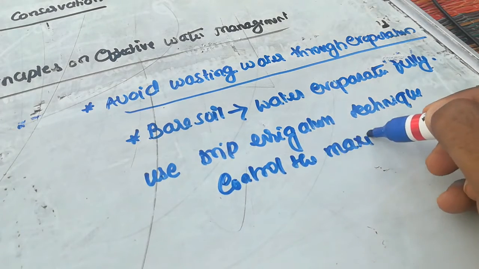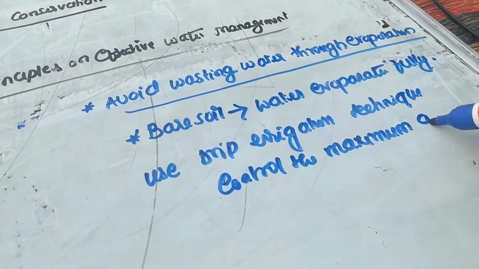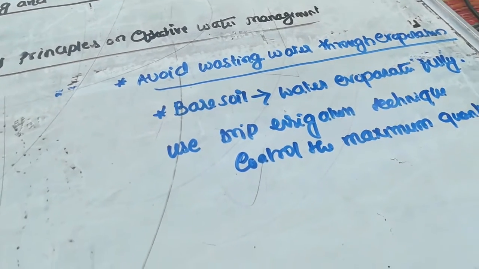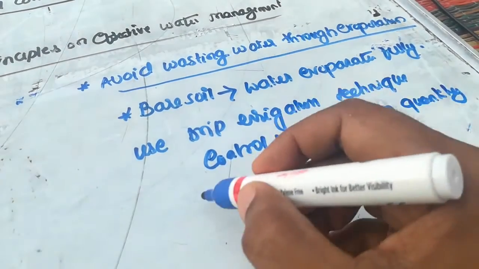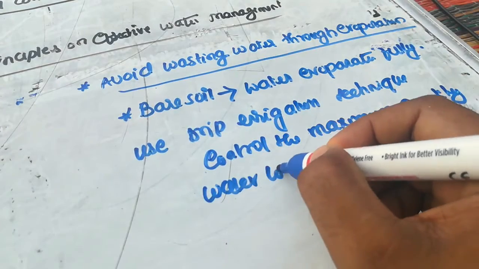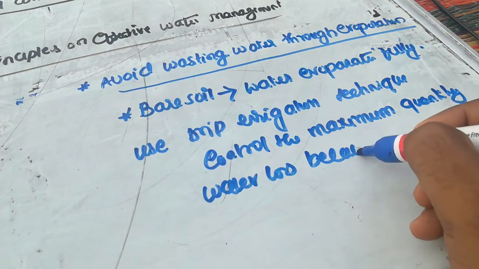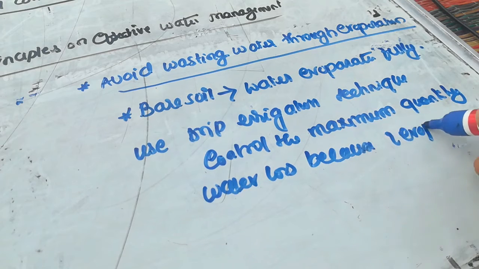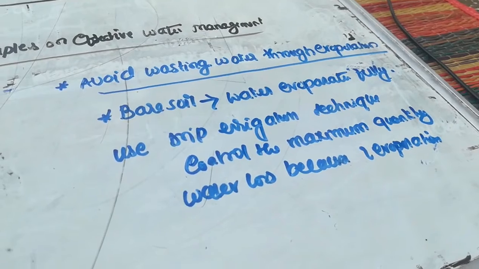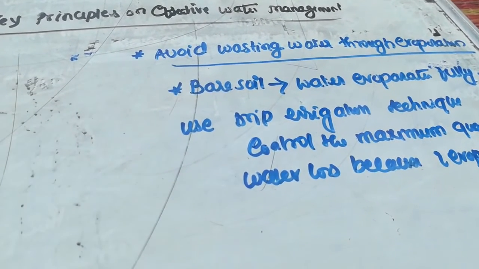Bare soil water evaporates fully, and drip irrigation controls the maximum quantity of water loss because of evaporation. This is also one of the best key principles of water management. And next one is reduce water losses through drainage.